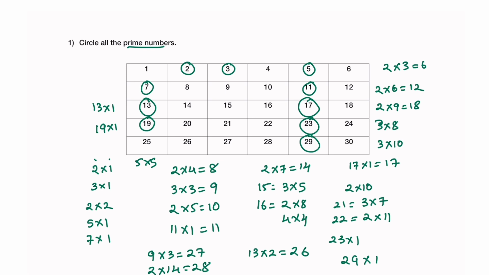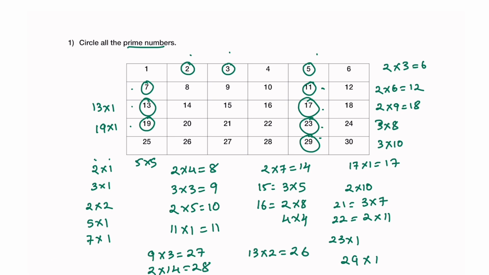So from 1 to 30, how many prime numbers do we have? 1, 2, 3, 4, 5, 6, 7, 8, 9, 10. We have 10 prime numbers. Rest all are not. So this is how you solve this question. Let's go to the next one.